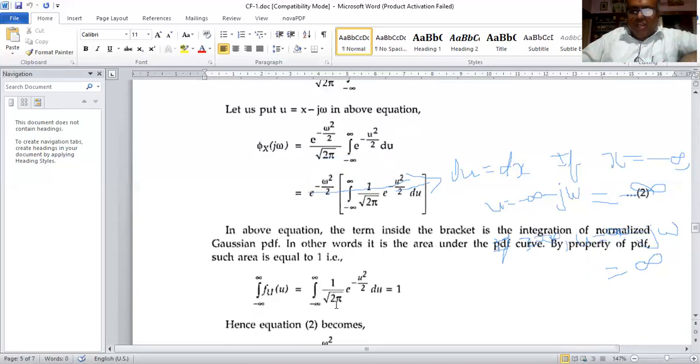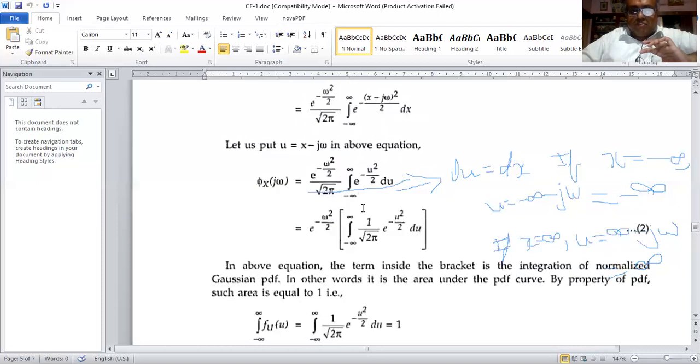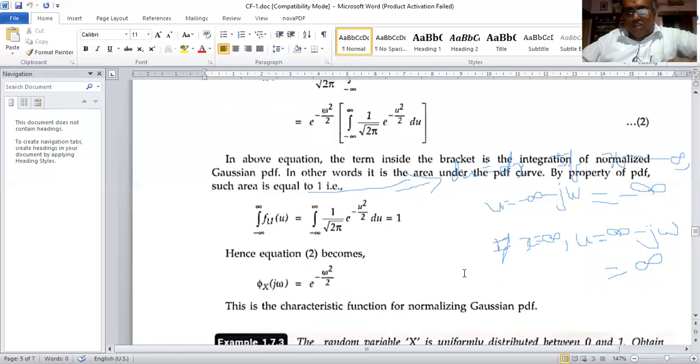So that's why I get the integral from minus infinity to plus infinity of 1 by root 2 pi e to the power of minus u squared by 2 du, which is equal to 1. Of course, e to the power of minus omega squared by 2 would remain as it is. So it becomes e to the power of minus omega squared by 2 into 1, which is e to the power of minus omega squared by 2. Very, very important result. This is used in almost any advanced signal processing. Of course, in my research work also I am using it. It's a very, very standard and important result.